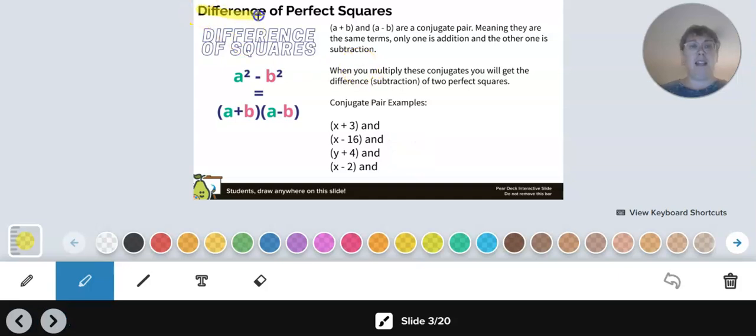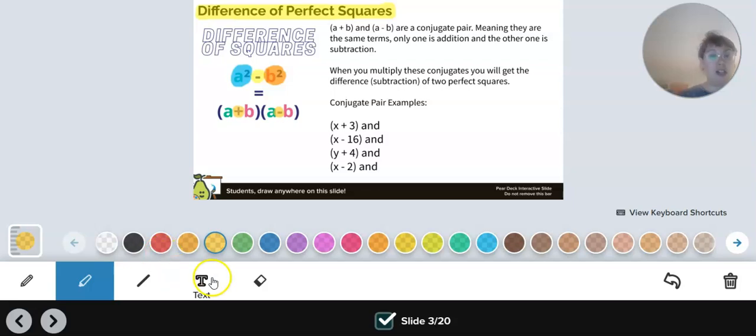So the first pattern we look at is the difference of perfect squares. So the key part that we have is this word difference, which means we're always going to have subtraction in the middle. We'll have some A term squared minus some B term squared. And the way that we factor it is A plus B times A minus B. So A plus B and A minus B are what we call a conjugate pair, meaning they're the same terms, only one is addition and one is subtraction. When you multiply these conjugates, you'll get the difference of perfect squares.